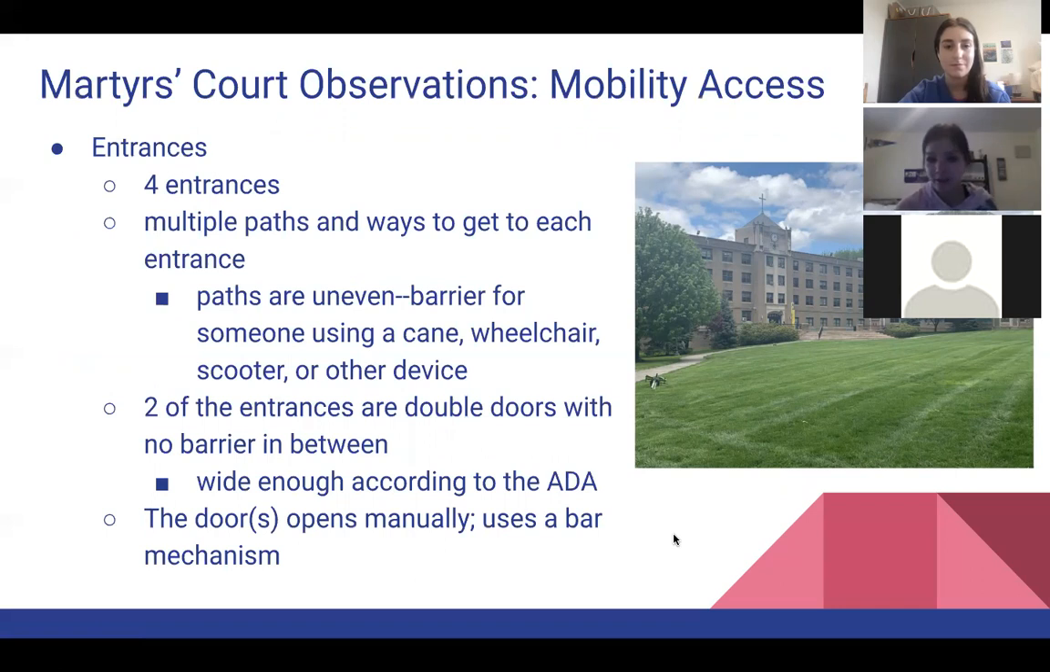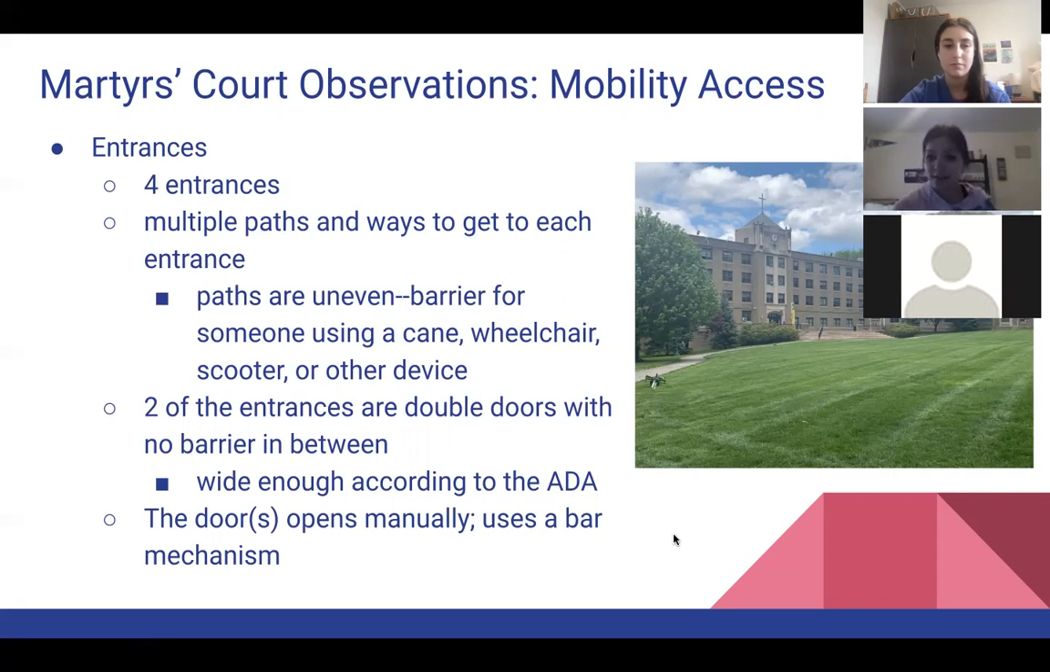These paths, however, are quite uneven. It's a barrier for someone using a cane, a wheelchair, a scooter, any type of assistive device or technology. Even walking, I've tripped myself just walking over cracks and whatnot.